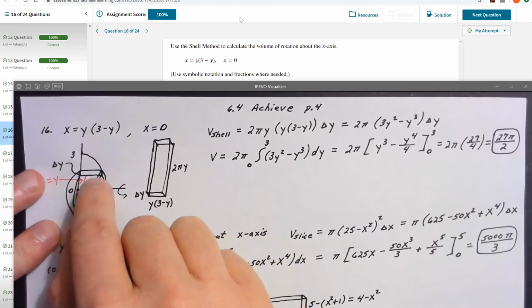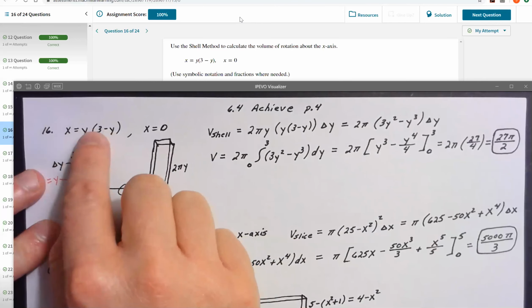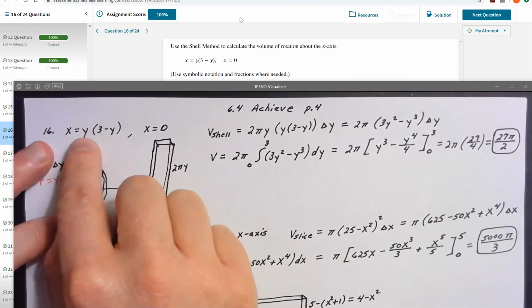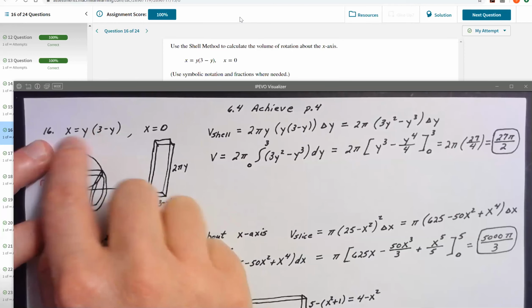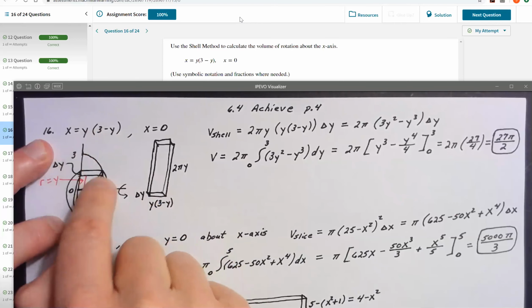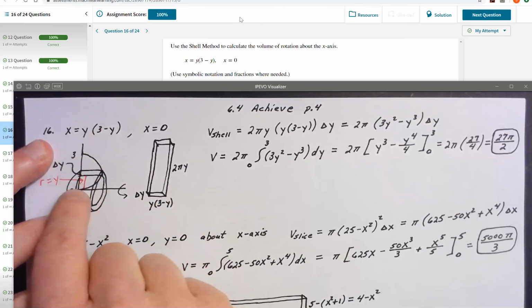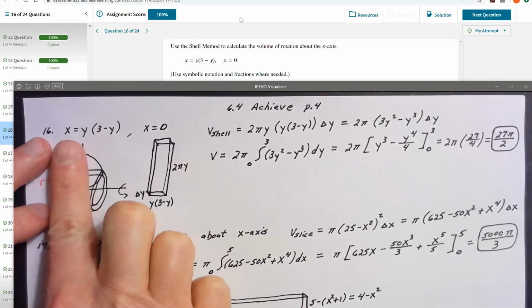use the shell. So x is equal to y times 3 minus y. This is giving you two y-intercepts right here. You have a y-intercept at 0, and you have another y-intercept when y is 3, x is going to be 0, so you have an intercept at 0 and at 3. My region is going to look something like this. It's a parabola pointing off to the left, but it's bounded by x equals 0, which, remember, is just the y-axis. So it's that region right there.